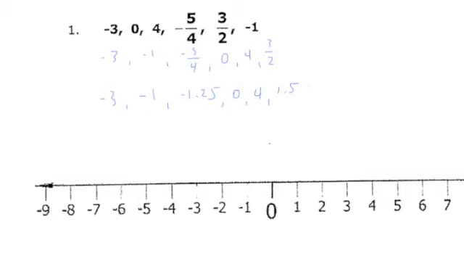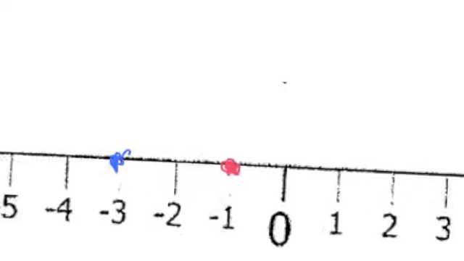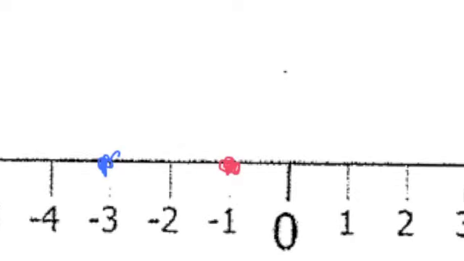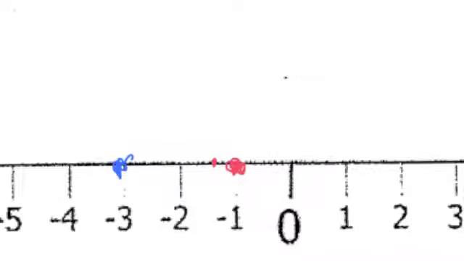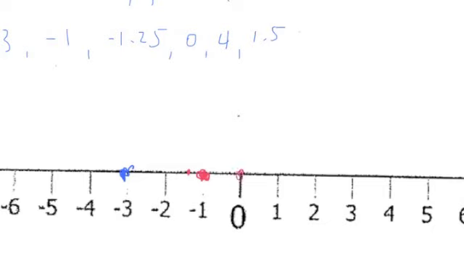Let's go ahead and start. Let's put them in there in red. So we got negative 3, we got negative 1, we got negative 1.25. Let's go ahead and zoom in for that. Got negative 1.25, it's kind of just a guess. Then we got 0. We got 4, and we got 1.25, or 1.5, excuse me.